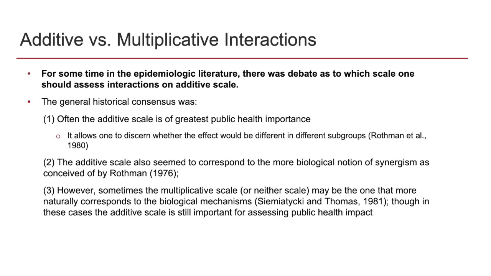However, sometimes the multiplicative scale may be better, or neither scale may be one that naturally corresponds to biological mechanism. So one has to base their decision on the biological understanding of the etiology that you're trying to study, but also ask what is the important metric for assessing public health impact.